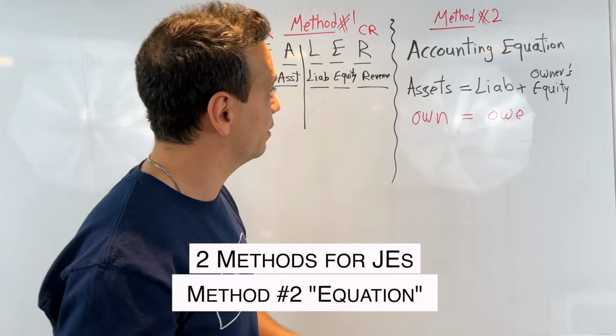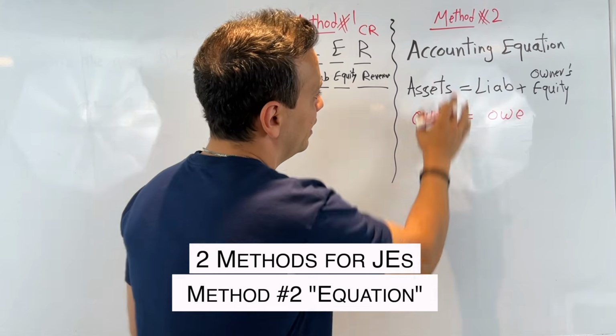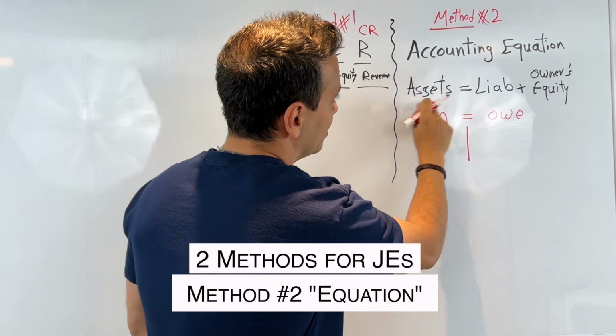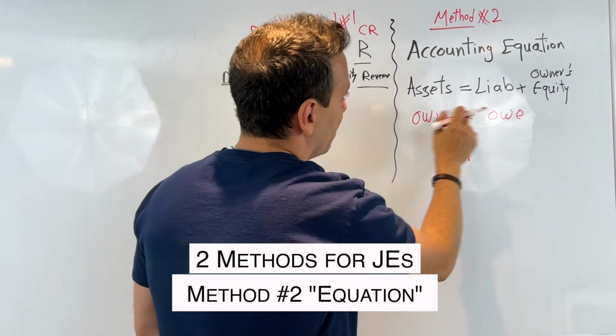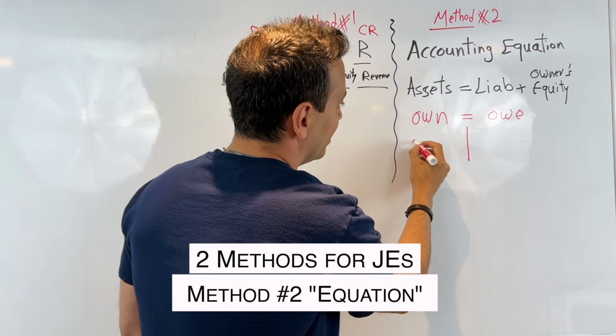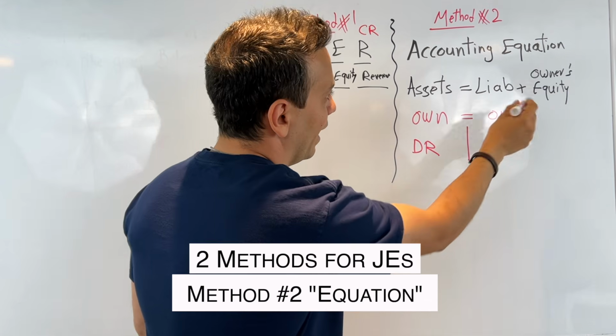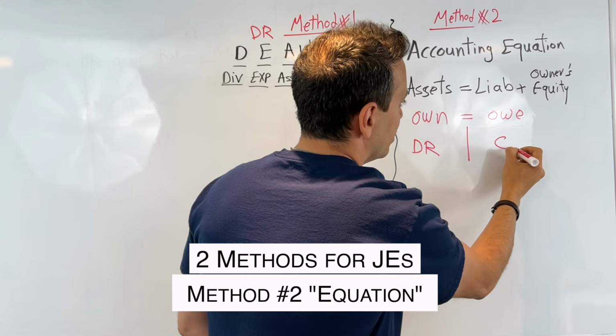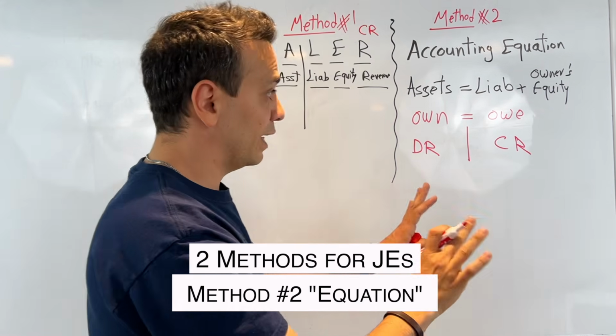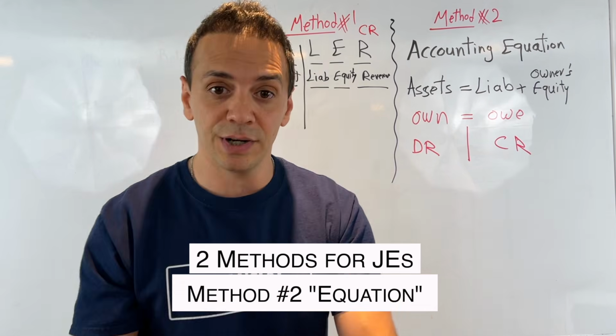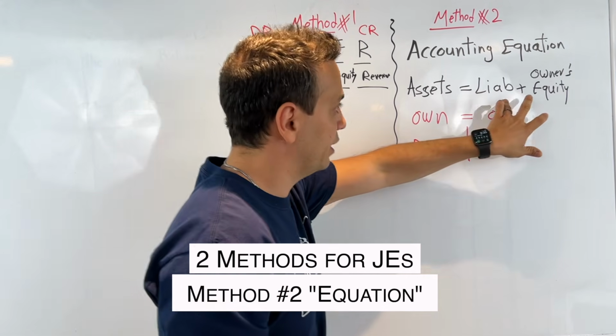This is important. What we're saying here is that the two sides of this, assets equals liabilities plus owner's equity: the asset side is always going to be a debit, and the liability and equity side is always going to be a credit. So that will help you do your debits and credits for assets, liabilities, and equity.